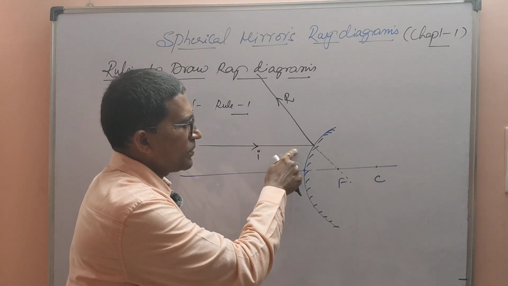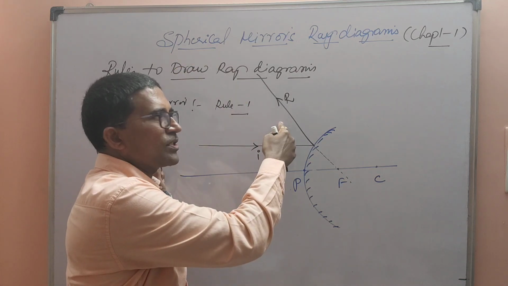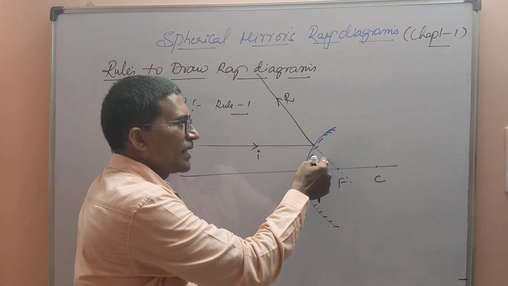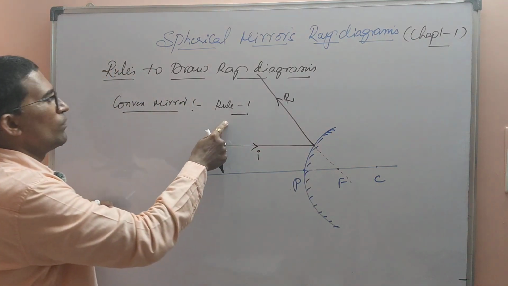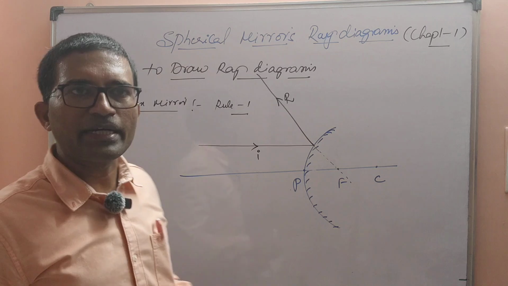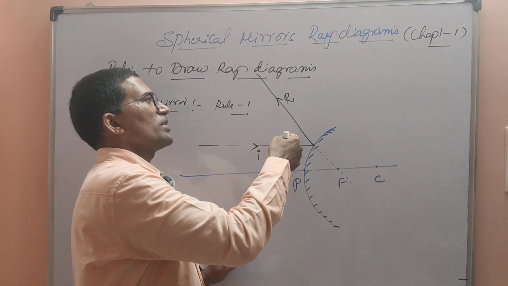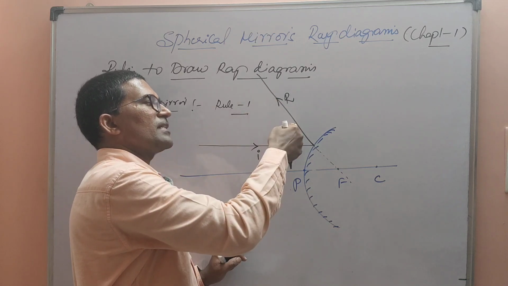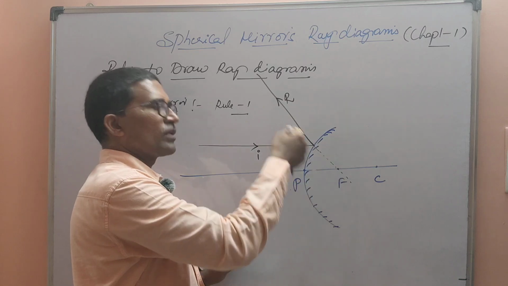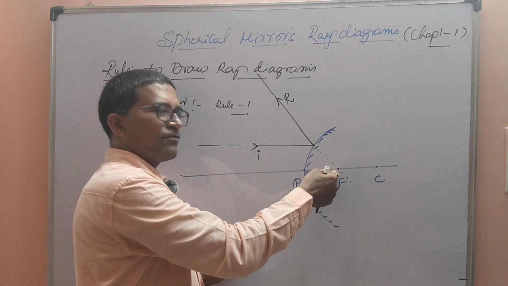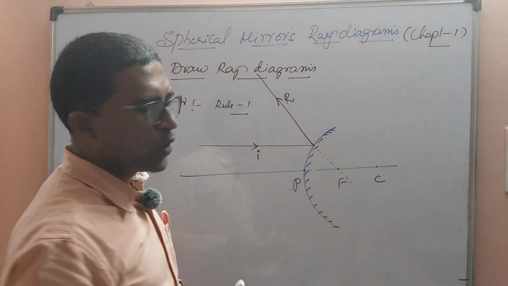You know, a convex mirror is a diverging mirror. If the incident ray is parallel to the principal axis, after reflection the reflected ray diverges, and extend this divergent reflected ray back using dotted lines. It appears such that it is coming from the focus. This is rule 1 for a convex mirror when you are drawing the ray diagrams. The imaginary line will meet at the focus, and the reflected ray appears to be coming from the focus. This is rule 1.